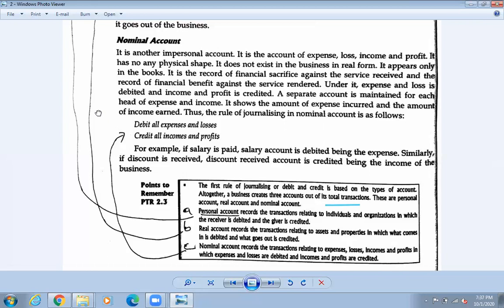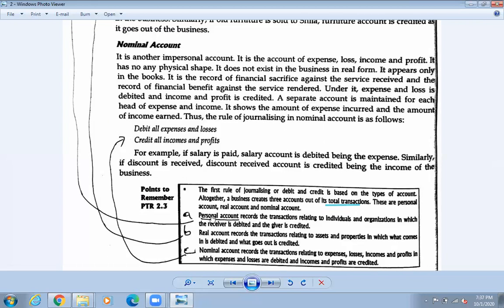Now number B, you don't need to write this, just listen first. So that was personal account, let us write down the definition in this way. Then let us learn about the real account also. Real account records the transactions relating to assets and properties. So it relates with the assets.